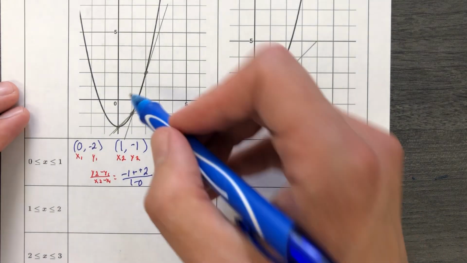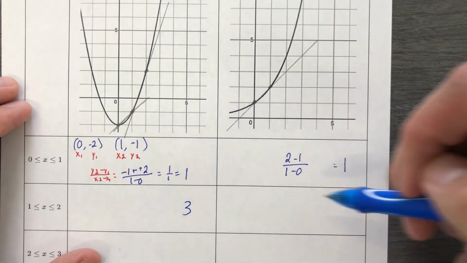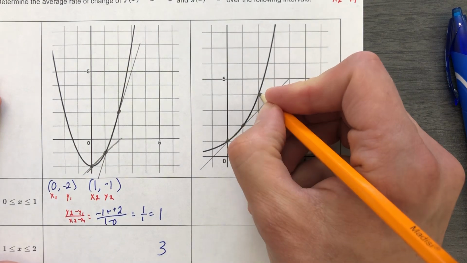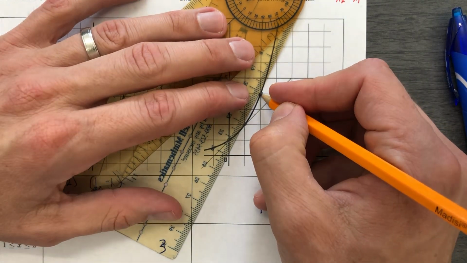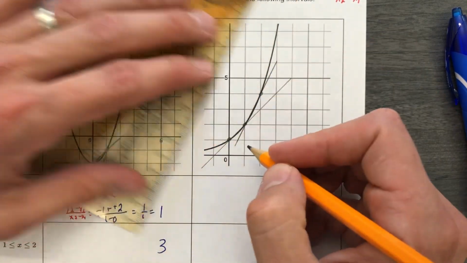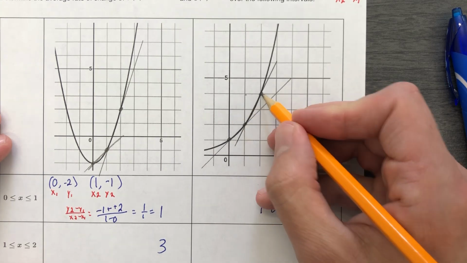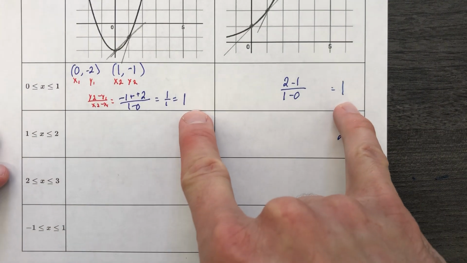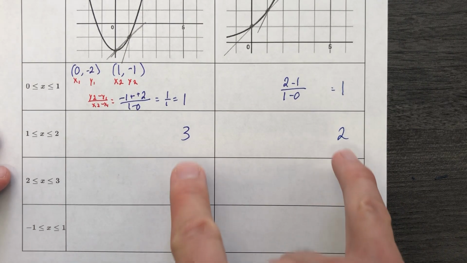So as we go from 0 to 1, slope is 1. As we go from 1 to 2, the slope is 3. So let's come over here and do the same thing. We're going to go from 1 to 2. X value of 1, X value of 2. All right, slope here is rise 2, run 1. Okay, there we go. So they start out with equal slopes on the same interval, and then the quadratic overtakes the exponential, and then we'll see what happens.